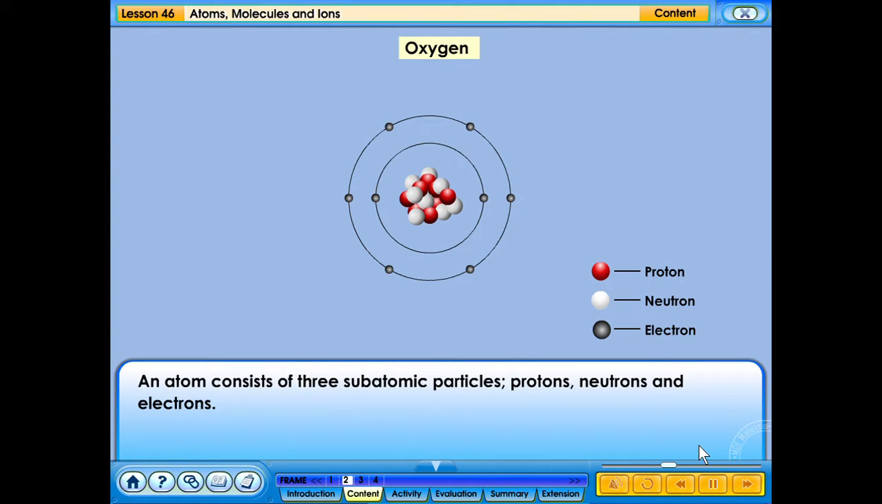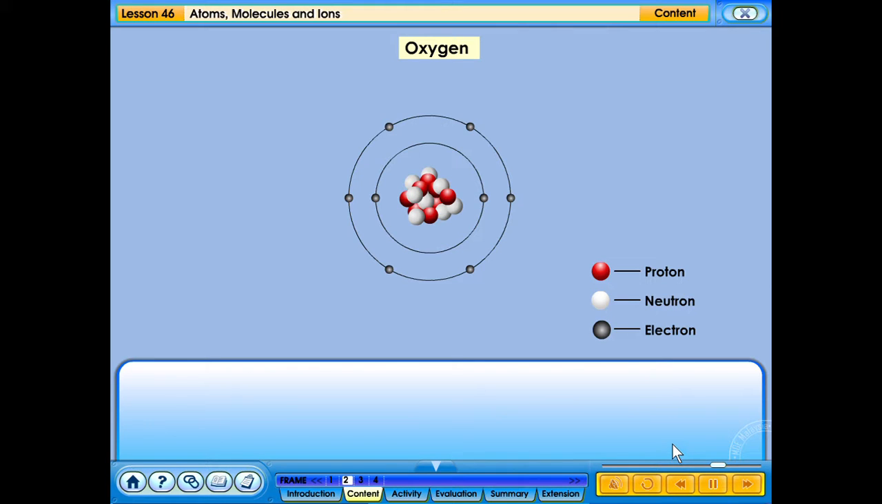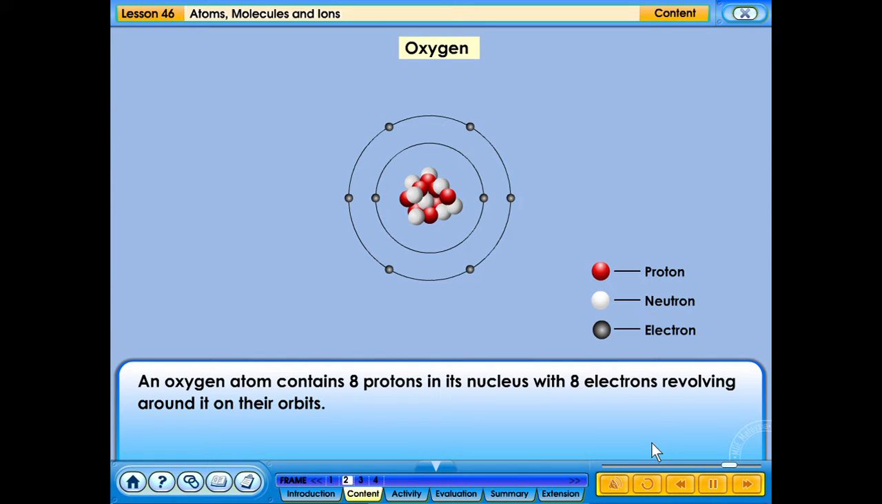An atom consists of three subatomic particles: protons, neutrons, and electrons. It is usually neutral because the number of protons and electrons are equal. Let's take an oxygen atom as an example. An oxygen atom contains 8 protons in its nucleus, with 8 electrons revolving around it on their orbits.